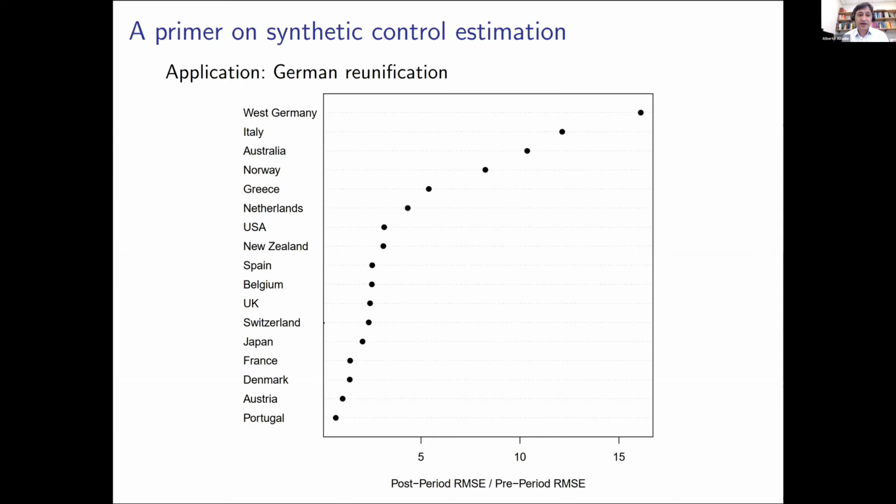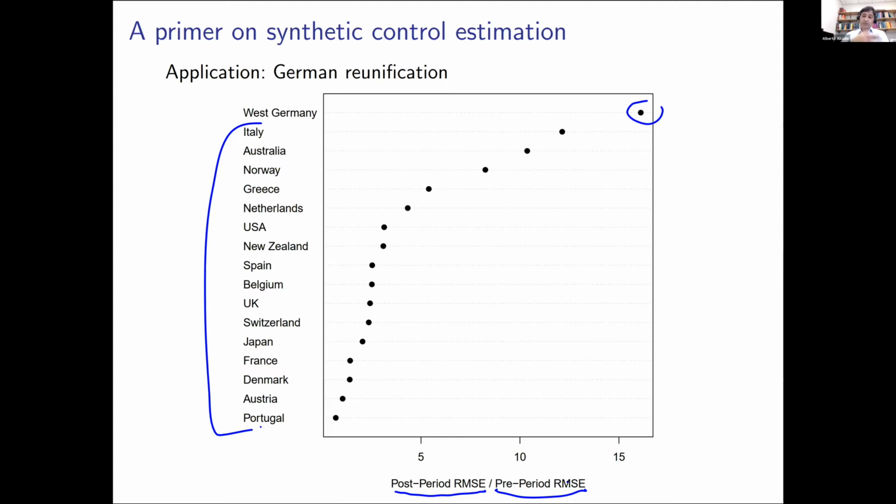Okay, so let me try to explain with an example how this permutation inference works in practice. Here we have our test statistic, computed for West Germany and computed for all the countries in the donor pool. And we can see that West Germany is very extreme in this distribution. By the way, if you look at the statistic, it's not just the treatment effect that we estimated. What we have here is the post-intervention root mean square error divided by the pre-intervention root mean square error. Why is this?